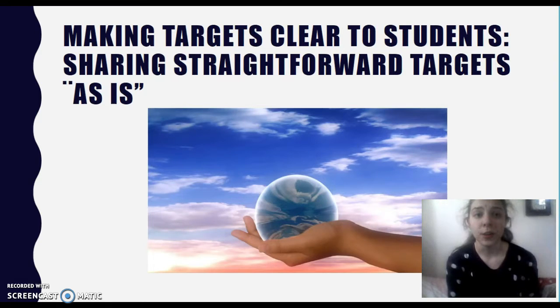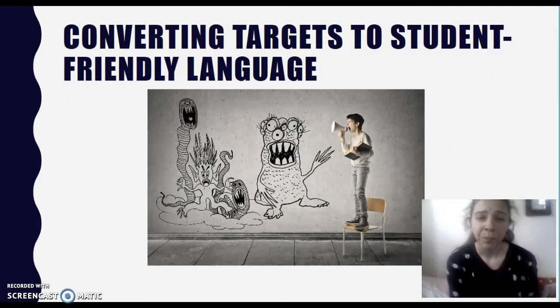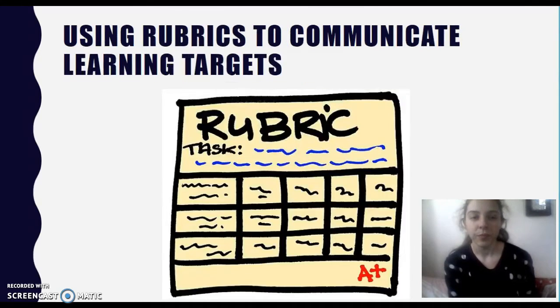Making targets clear to students, sharing straightforward targets as is. This works well for many knowledge targets and for straightforward procedural skill targets. You should share the purpose of the lesson in the beginning of the lesson and throughout the lesson, making sure students know what the purpose of the lesson is. Converting targets to student-friendly language is well suited for reasoning targets. For some content standards, though, defining all the terms will derail the learning. So it's important to make sure that the interpretations match the intent of the content standards.